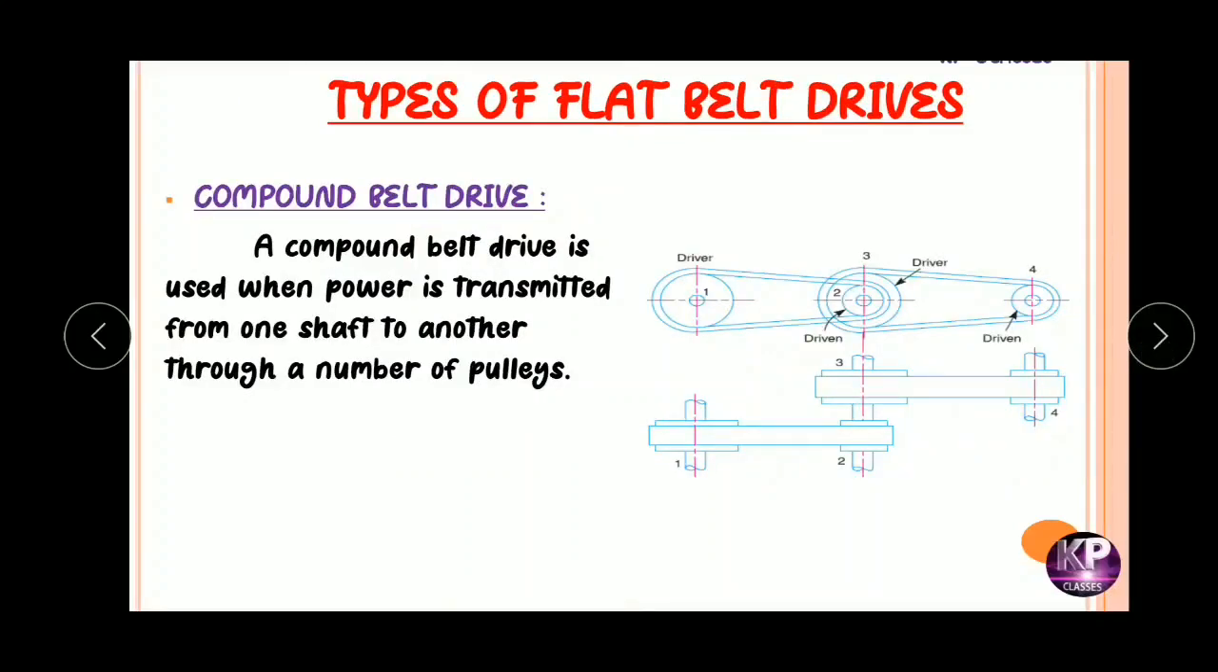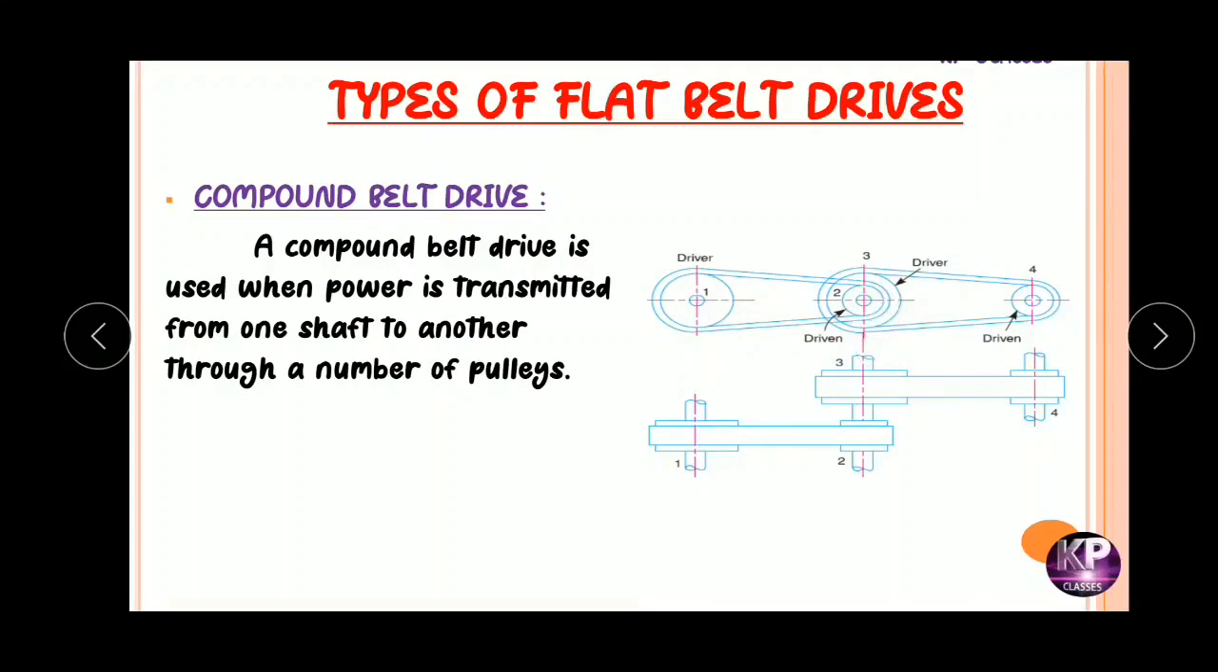Next one is the compound belt drive. The compound belt drive is used when power is transmitted from one shaft to another through a number of pulleys. See here, 4 pulleys are there: pulley number 1, pulley number 2, pulley number 3 and pulley number 4. Here pulleys 1 and 2 are connected by a belt drive, and pulley 3 and pulley 4 are connected by another belt drive. Pulley 1 is the driver and pulley 2 is the driven.